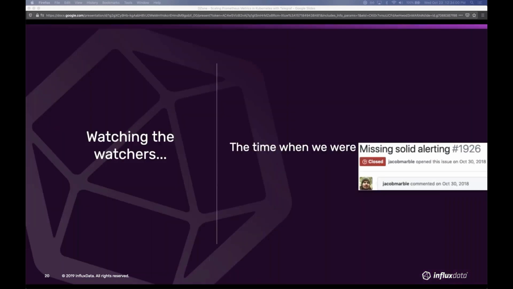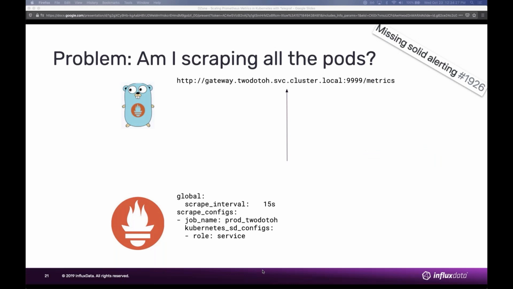Okay, briefly, watching the watchers. This is another issue that we ended up having sometime last year, and we missed some solid alerting. We were wondering why, when we're scraping, we're not getting all the pods, and how do I check that a centralized scraper is actually able to scrape all the pods? Well, with a centralized scraper, it's very difficult to know if Prometheus has received all of the metrics. And in fact, it's really hard to know if Prometheus itself is alive unless you have another service watching the watchers.